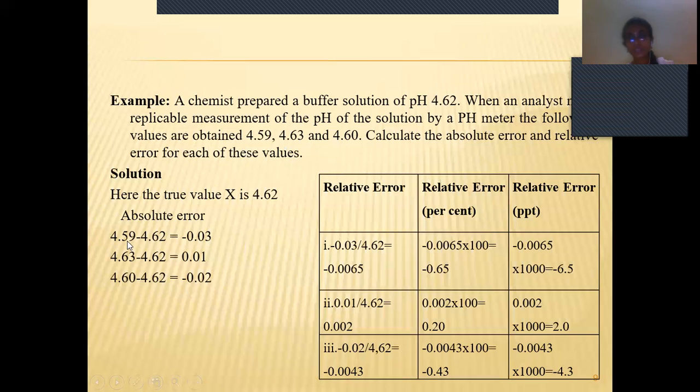Here 4.59 is the measured value, minus 4.62, and the value we get is minus 0.03. Then 4.63 minus 4.62 gives 0.01. Next, 4.60 minus 4.62 gives minus 0.02. This is the absolute error. For the relative error, we divide the absolute error by the true value, and then we will get the relative error. Here, what are the absolute errors we got?